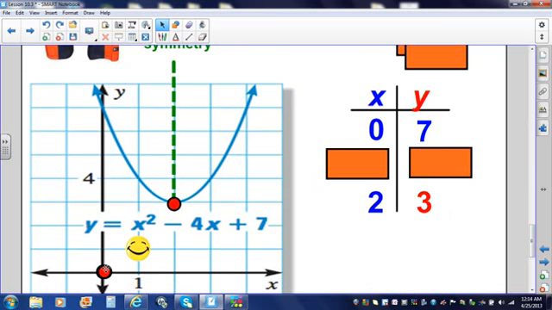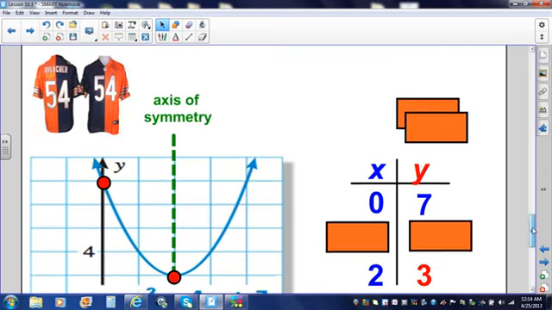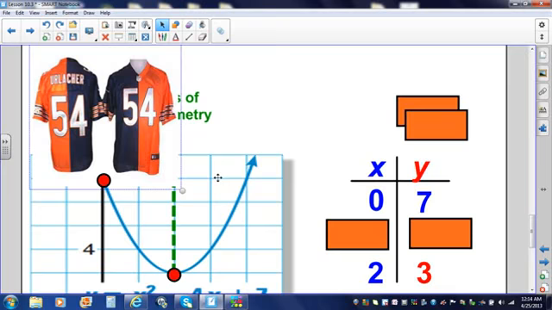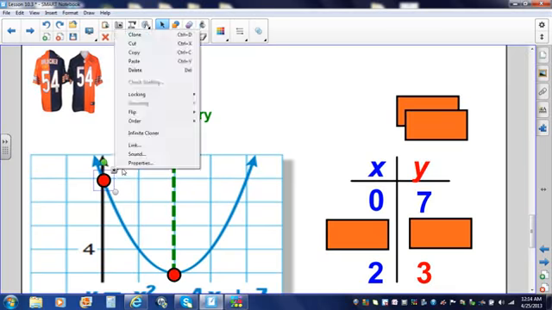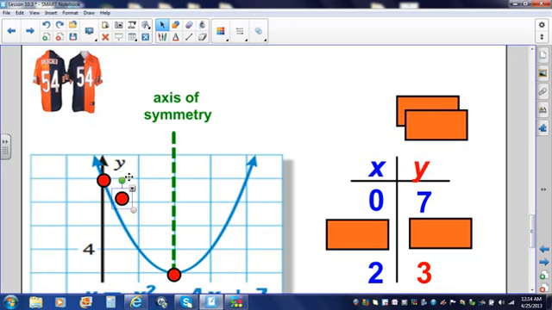0, stop. 7, go up. 4, 5, 6, 7. Very nice. An axis of symmetry? Yes, beautiful symmetry. So, you want to do a mirror reflection? Very nice. 1, 2. Beautiful. All right, let's do one more point.